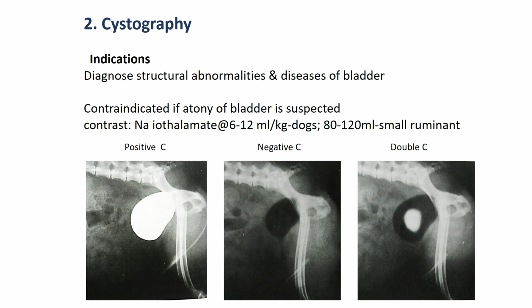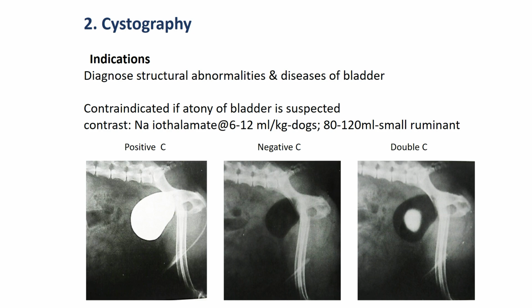In double contrast radiography, we have to insert a catheter inside of the urinary bladder. Afterward, we have to inject positive contrast agent inside of the bladder, as well as a large amount of air inside of the urinary bladder, and afterward we have to take an X-ray or radiogram.